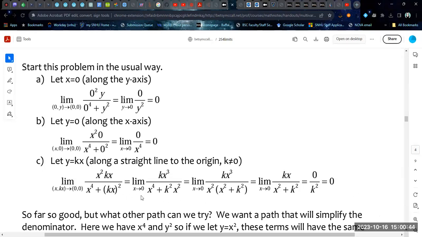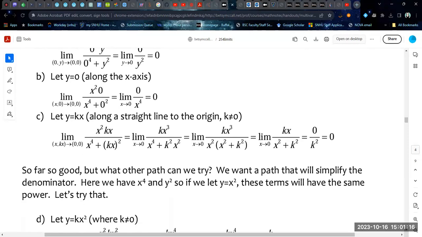As you can see, if you plug it in, you cancel out an x cubed, and then when you let x equal to 0, you end up with 0 over k squared. So regardless of what line you're going to, you end up with 0. But it turns out this actually isn't a defined limit, because this is not the right path to choose in order to actually see that it's undefined.